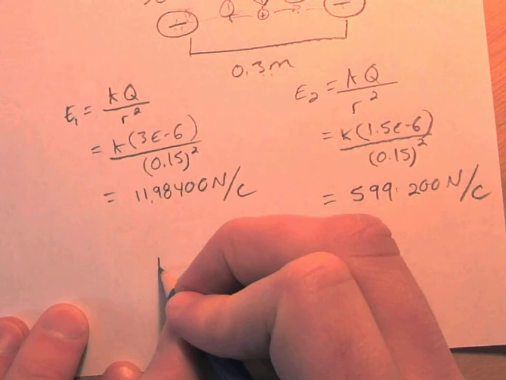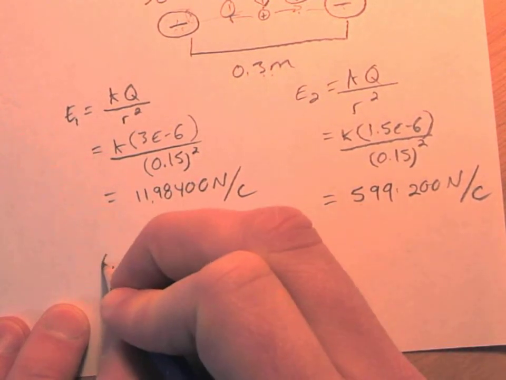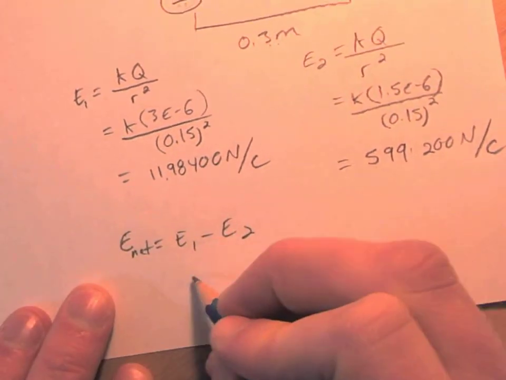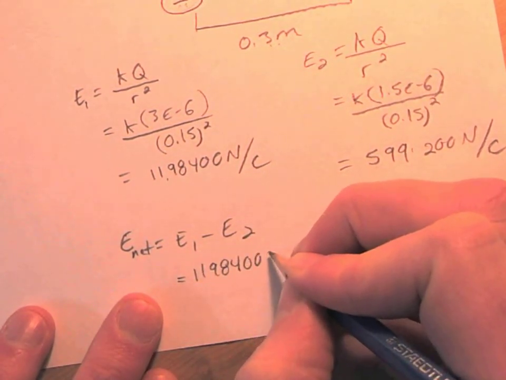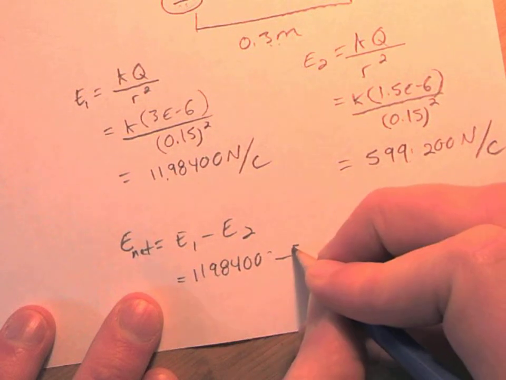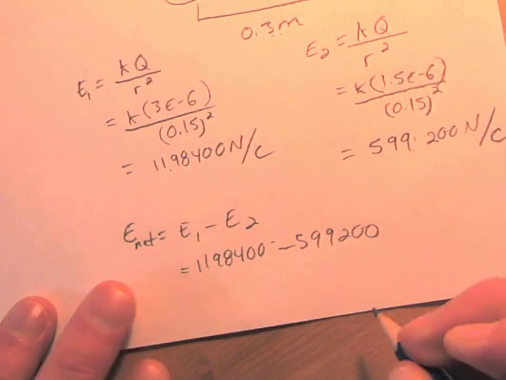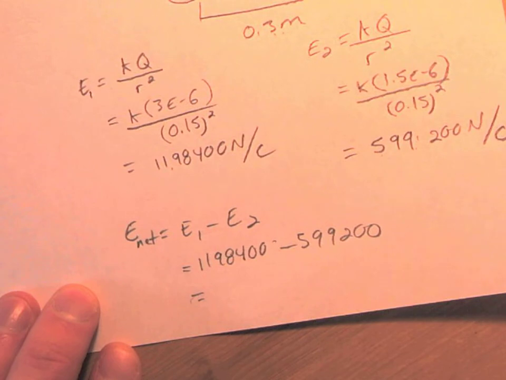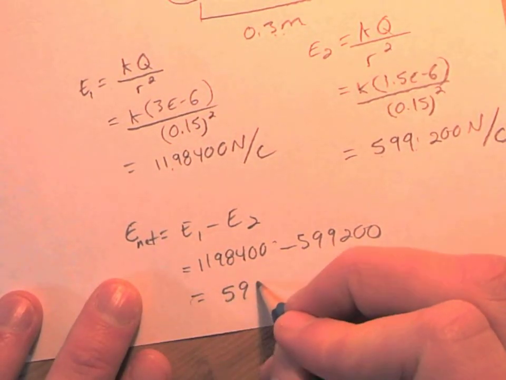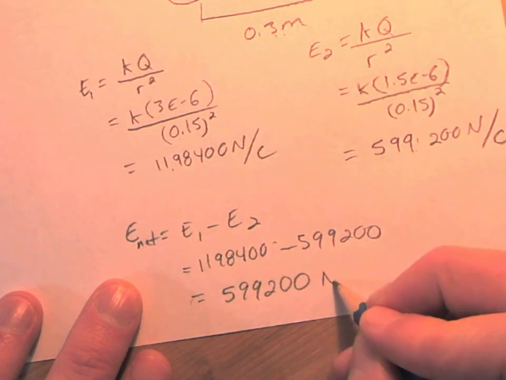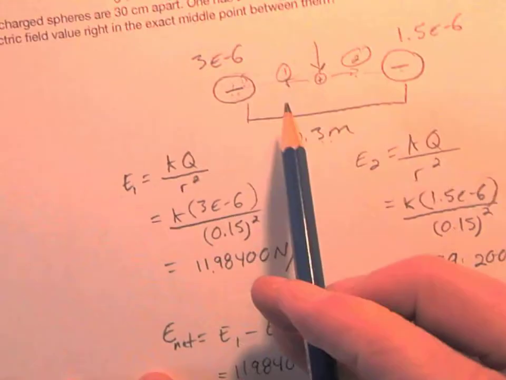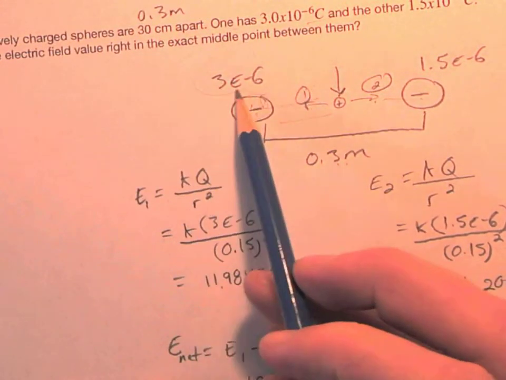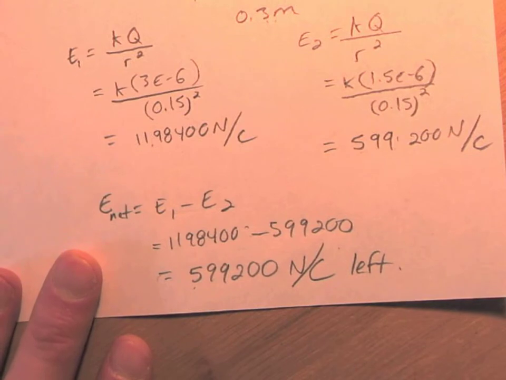Okay, so E1 minus E2 is going to be our electric field in the net direction, which is that number minus this number. And there's our answer. It'll end up wanting to go this way more because there's more charge pulling it than that way. So that's our answer. Thanks.